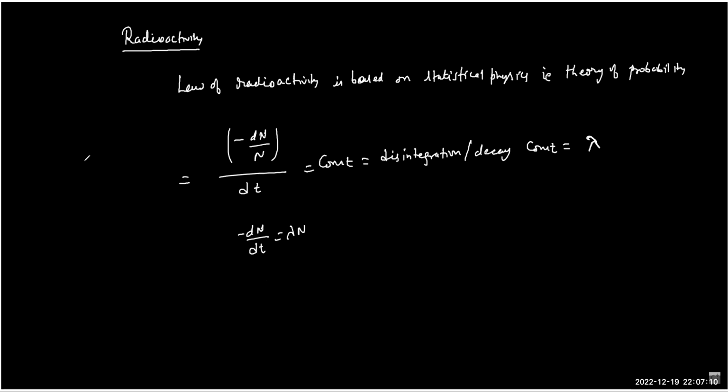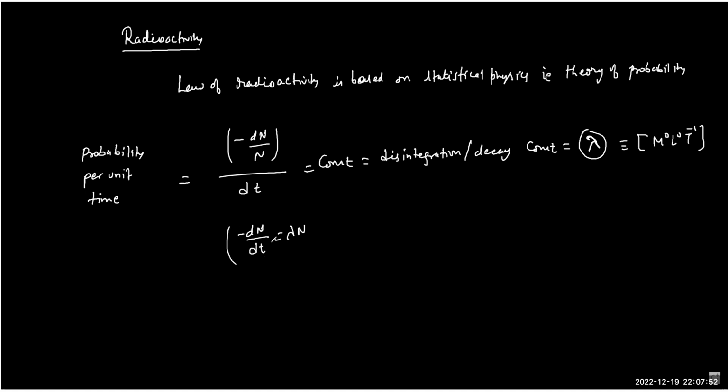So this is called probability per unit time. So lambda represents, what is the dimension of lambda? Time inverse, right? Because probability is dimensionless, it's just a number, a literal value, and per unit time is inverse of time. So that's why its dimension is time inverse.